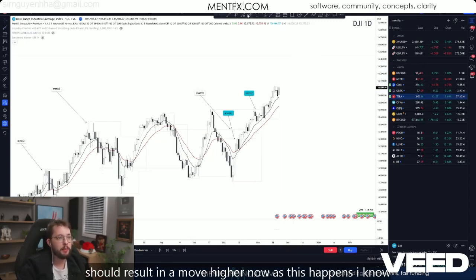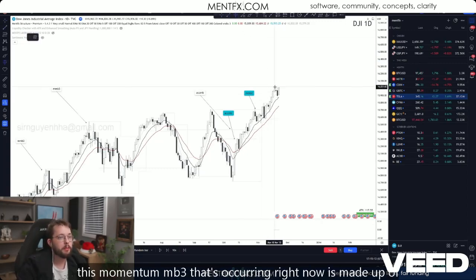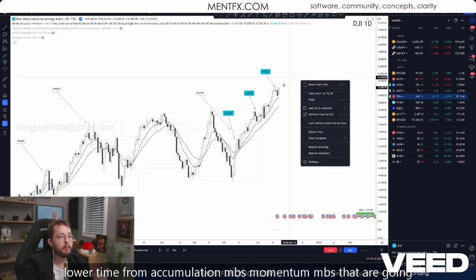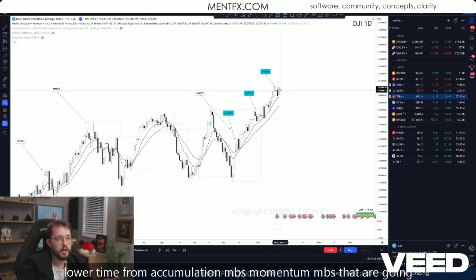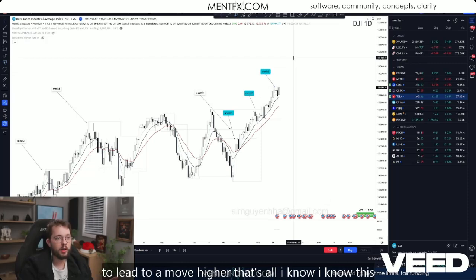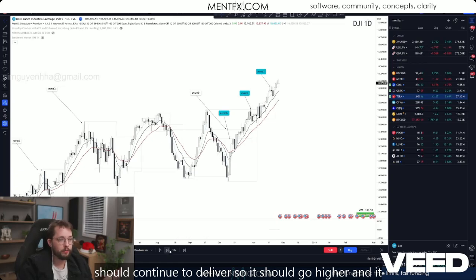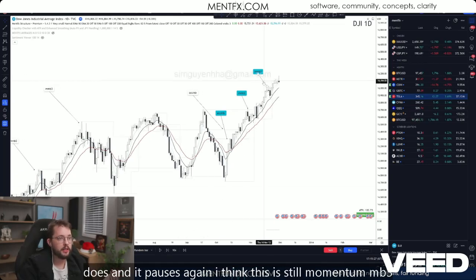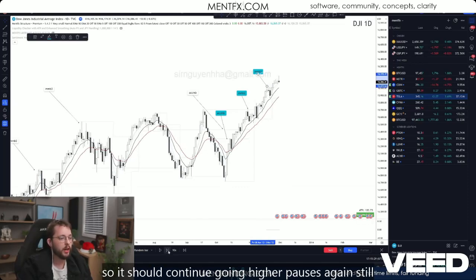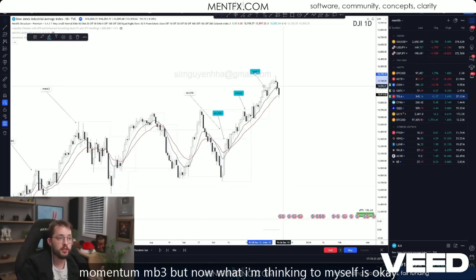Now, as this happens, I know this momentum MB3 that's occurring right now is made up of lower time frame accumulation MBs, momentum MBs that are going to lead to a move higher. That's all I know. I know this should continue to deliver, so it should go higher. And it does. And it pauses again. I think this is still momentum MB3, so it should continue going higher. Pauses again, still momentum MB3.